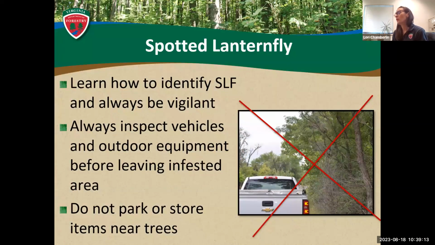So what can we all do? Unfortunately, we're past the point of eradication. Spotted lanternfly has established here in Virginia, but there is still a huge effort to slow the spread and suppress local populations. And so the best thing we can do is all learn how to identify spotted lanternfly and always be vigilant. Always inspect vehicles and outdoor equipment before leaving an infested area.